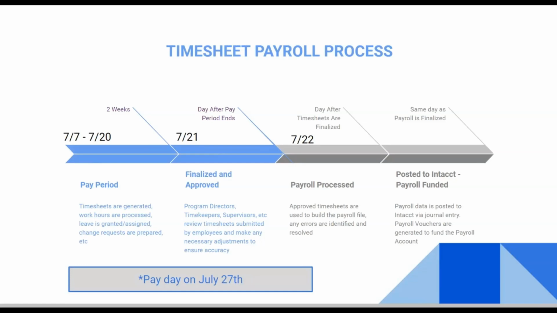So however you've approved the timesheet, with someone with 80 hours, 40 hours, whatever it's supposed to be, payroll is going to take those timesheets and process them to build the payroll file.